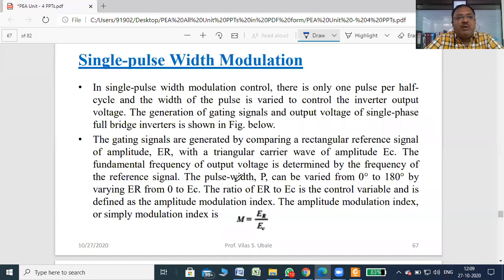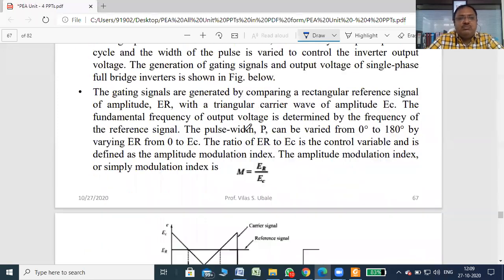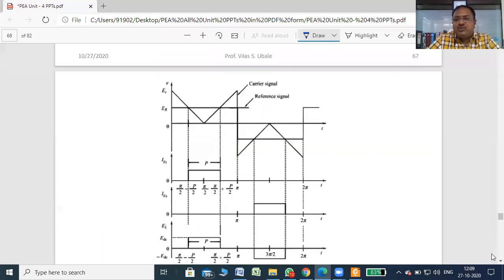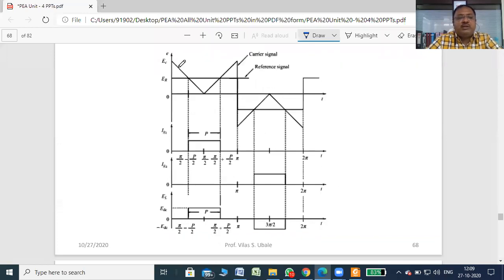So, single pulse width modulation. This is the theoretical part for your reference. I'll just show you the figure. Single pulse width modulation. So check here, it's a triangular waveform. This is called the carrier, and this is the reference.